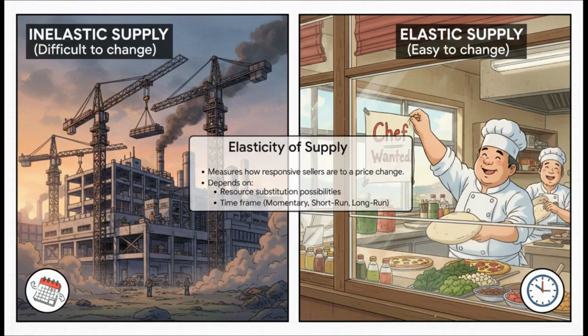And finally, let's just flip the coin for a second and look at the seller side of things. Elasticity of supply. This measures how responsive producers are to a price change. I mean, can they just whip up more of their product if the price suddenly goes up? Well, it depends. It's pretty easy to hire another pizza maker for a busy Friday night. That's an elastic supply. But it's pretty much impossible to build a new car factory overnight. That's a very inelastic supply. It all comes down to time and the resources you have.